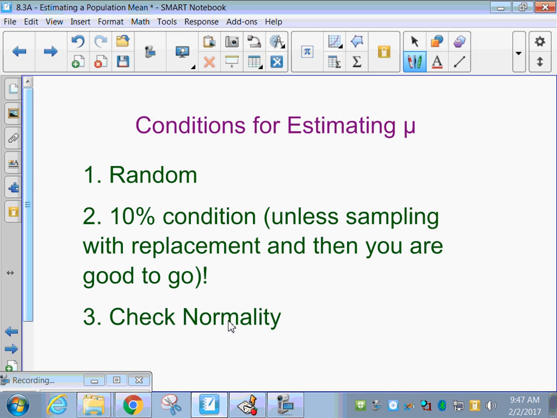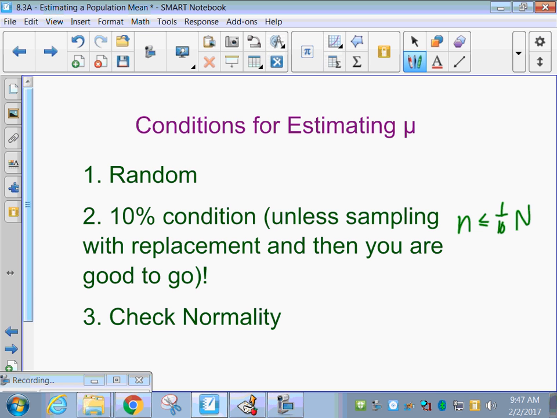conditions for estimating p. Okay. We still have to have a random sample. We still have to have the 10% condition, which is this, right? Again, if you're sampling with replacement, then you don't have to check the 10% condition, but most of the time we're not, okay? And then we check normality, which is different for x bar, right?